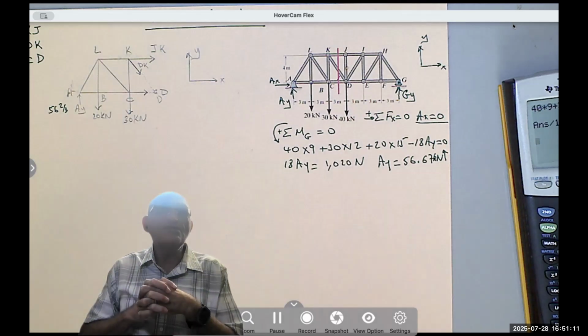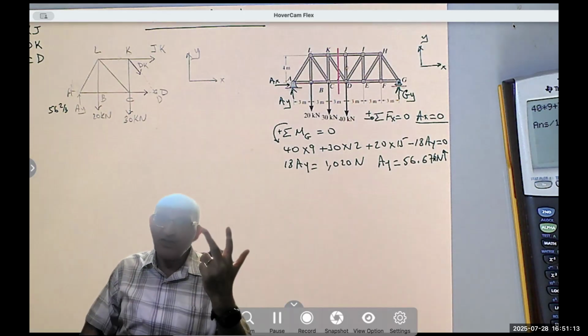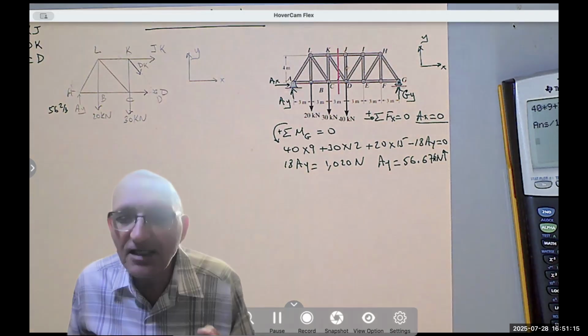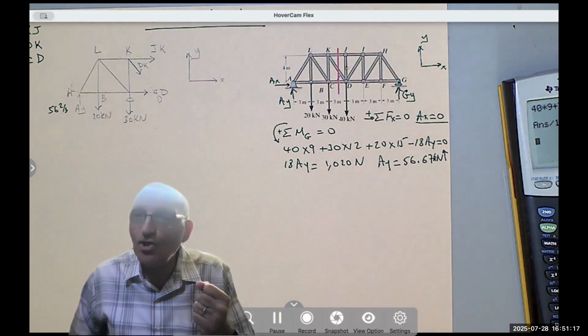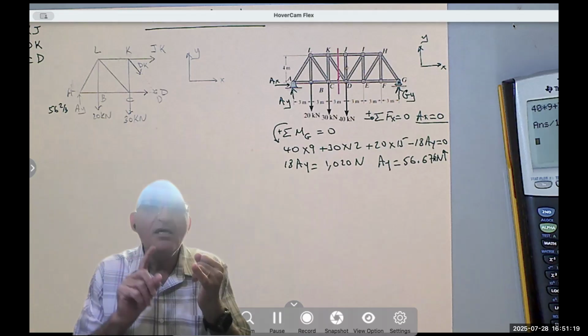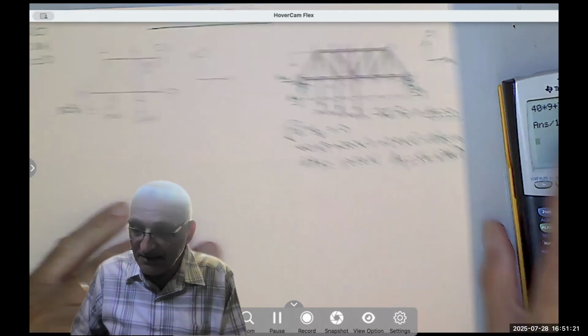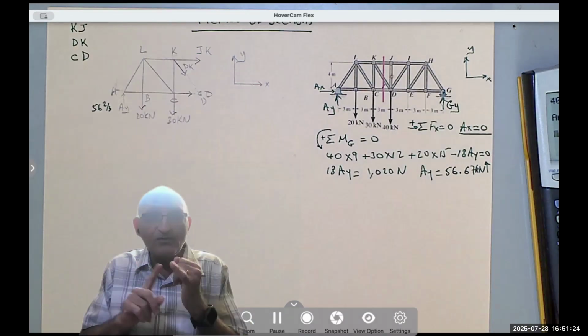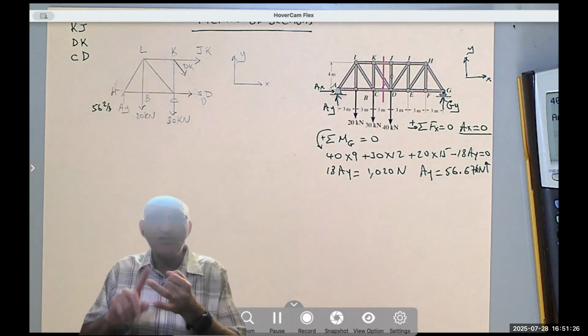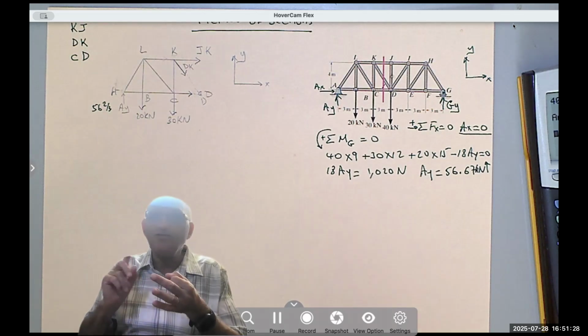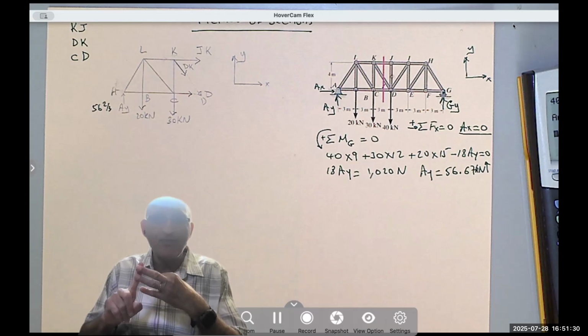First of all, you see, I have three equations of equilibrium. Notice that the three equations of equilibrium don't have to be what, unfortunately, many think. Summation of the forces in the X equals 0, summation of the forces in the Y equals 0, and summation of the moment about a point equals 0.